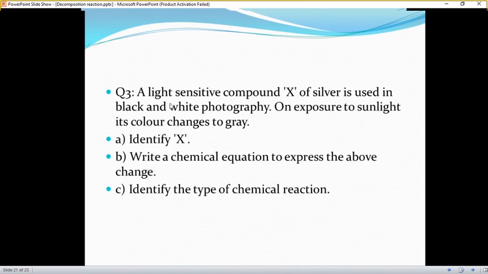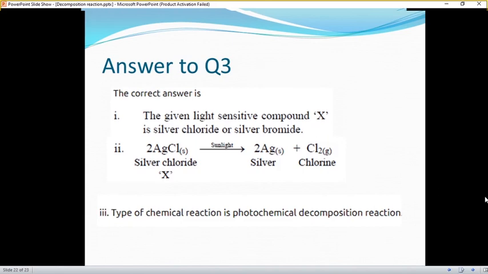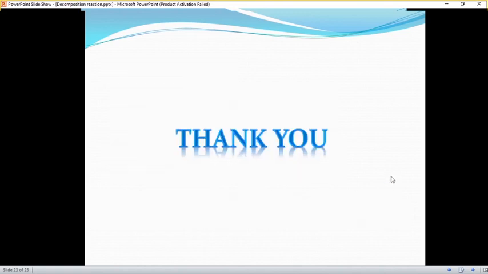Now since the reaction is taking place in the presence of light, it is a photo decomposition reaction. Let's look at the possible solution. So since it is a light sensitive compound, X is silver chloride or silver bromide, and the reaction is as follows. AgCl changes into Ag plus Cl2. Similarly, AgBr would change into Ag and Br2, and this type of chemical reaction is called a photochemical decomposition reaction.